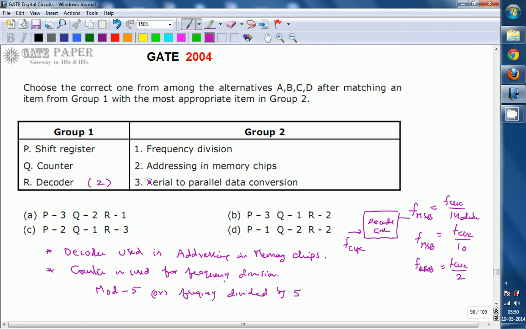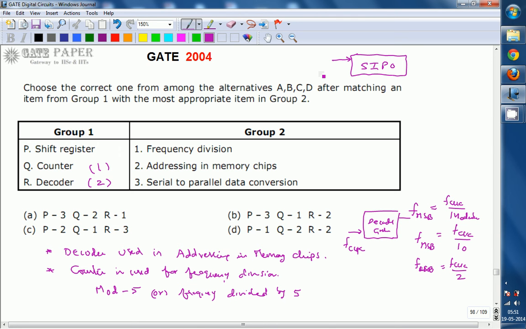So Q is mapped with 1, and shift register is used for serial to parallel data conversion. Data will be converted from serial to parallel. For that, the shift register we use is serial in parallel out. The input is applied a bit per clock pulse. A single bit is entered for every clock pulse, and all the bits are read out in parallel. That implies serial to parallel data conversion.